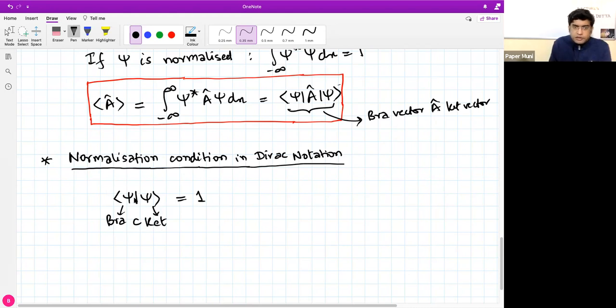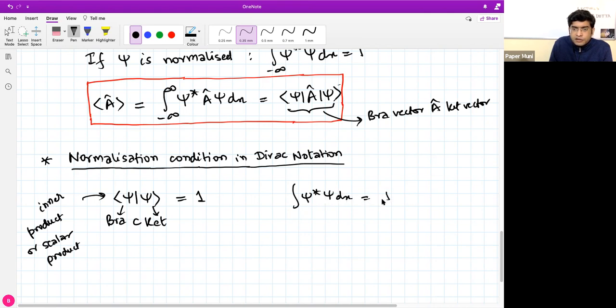All right. So this product is basically called the inner product or scalar product. Now this notation in integral form is like this. In integral form, this same thing can be written like this. So this is the inner product in integral form.